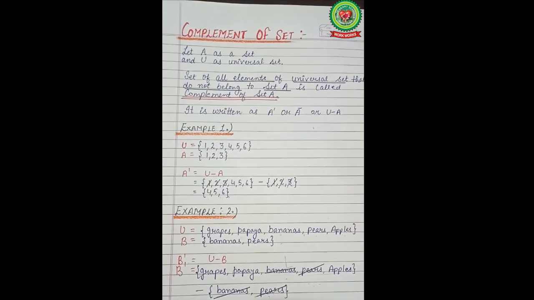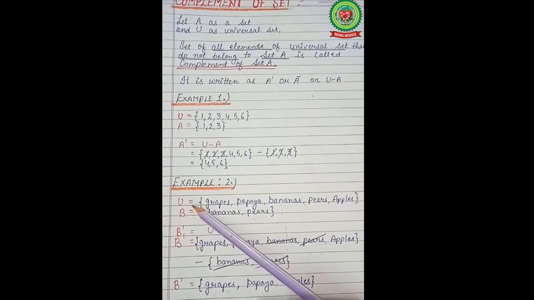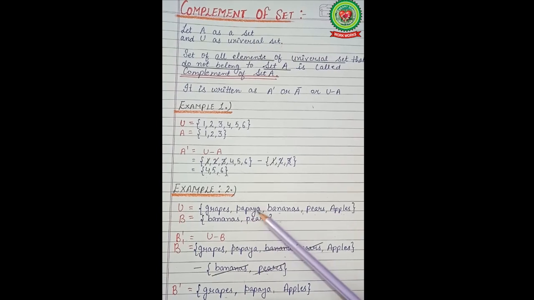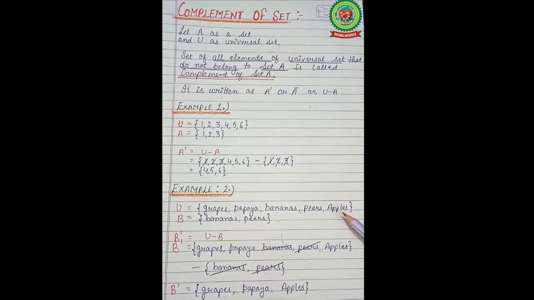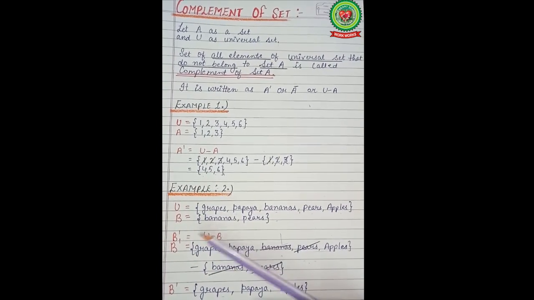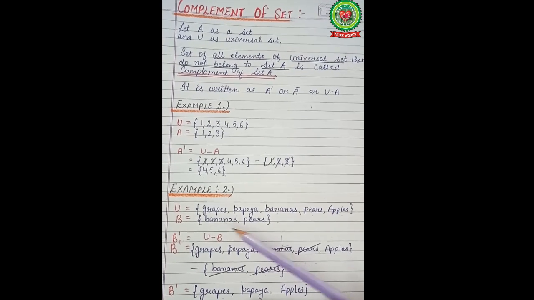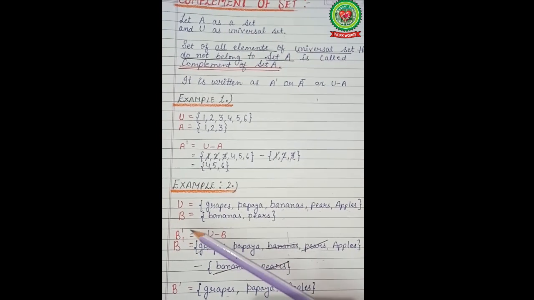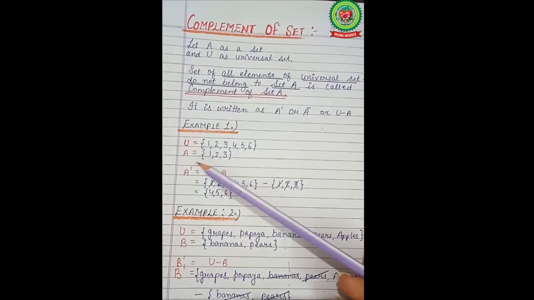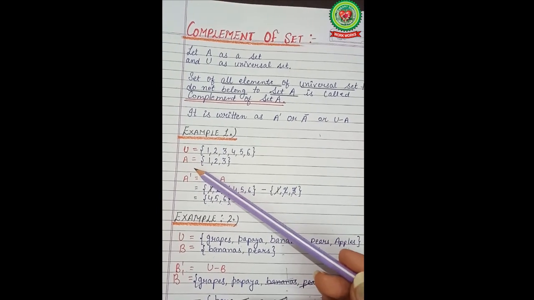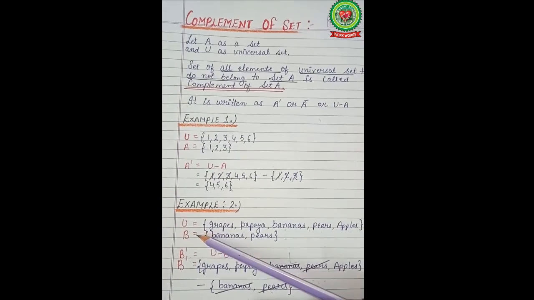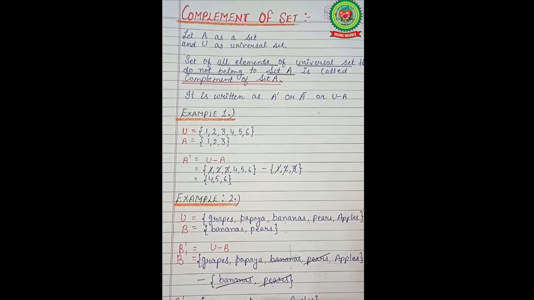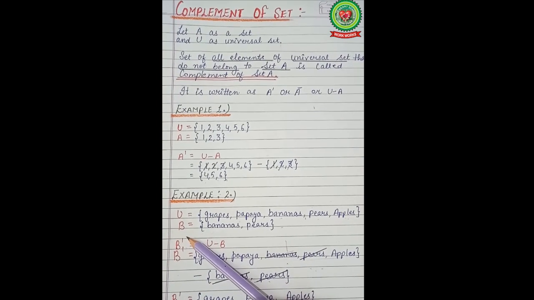Let's take another example. Here we have taken the universal set as some fruits: grapes, papaya, bananas, pears and apples. And in set B I have taken bananas and pears. In the previous example you can see that I had taken set A, and here I have taken set B. Any variable, any alphabet, you can use for representing a set.